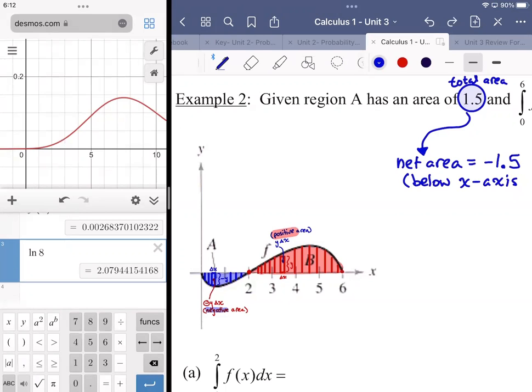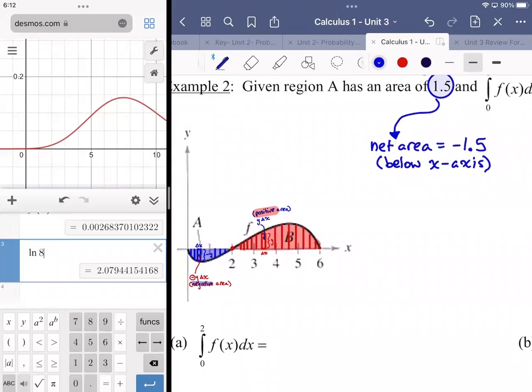But it's only negative because it's below the x-axis, because the corresponding value of y is negative, right? So it's an extra layer of explanation there that you don't always need, but it's nice to know why these things work the way they do. But what that gives us is a definite integral over the interval of 0 to 2 of the function f of x dx being equal to negative 1.5. It gives us a relationship.